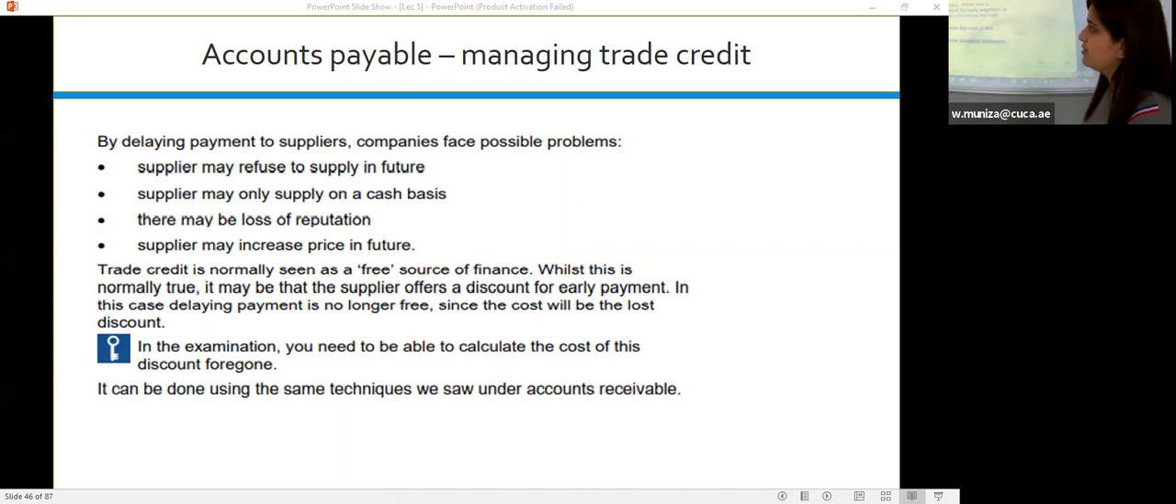In this case, delaying payment is no longer free, since the cost will be the lost discount. In examination, you need to be able to calculate the cost of this discount foregone. It can be done using the same techniques we saw under accounts receivable. So now in this case, if the annual discount cost, or equivalent discounting cost, is more than the rate of interest, then we should be availing the discount, otherwise not. So this is contrary to the previous principle.